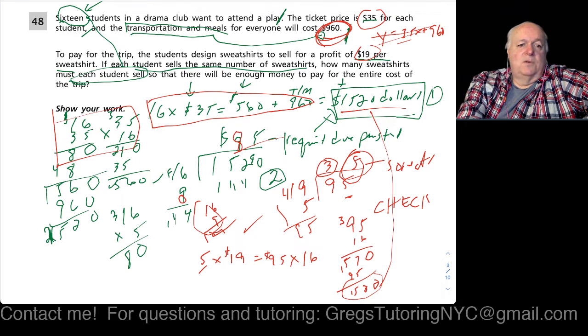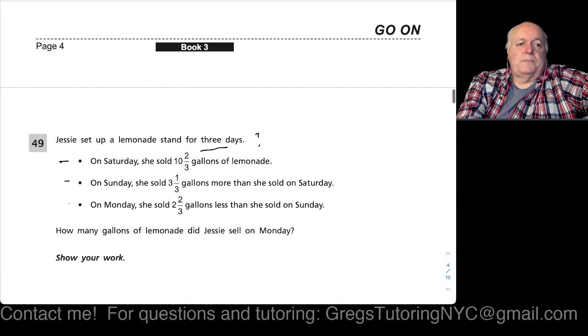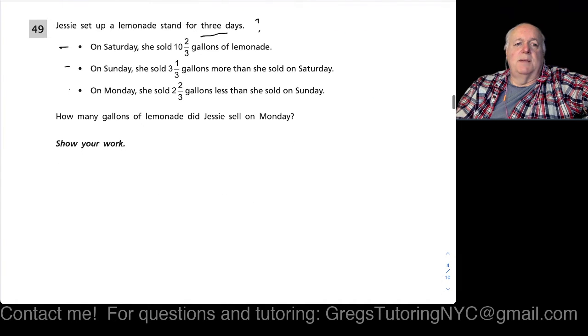We're going to do 49 next, I think was the next one I didn't do before. Right. Okay. So Jesse sets up a lemonade stand for 3 days. Okay. On Saturday, he sold 10 2/3.